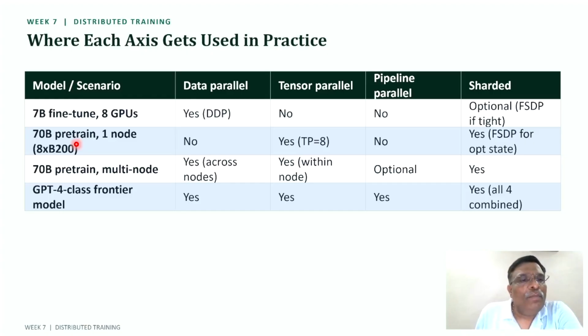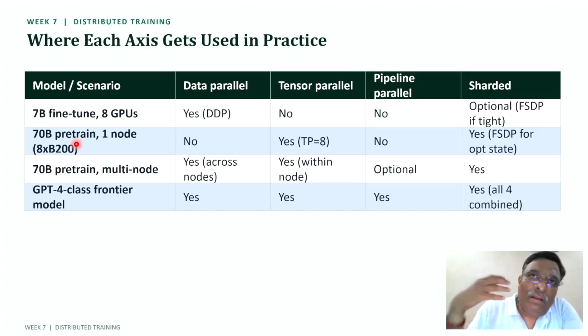Okay, so a GPT-4 class frontier model, the latest, the most complicated, the most advanced model. If you want to train that, yes, you can do everything actually. You can do data parallelism, tensor parallelism, pipeline parallelism, and sharding, right? So you can use all four combined together for achieving faster learning, faster training, so that the inferencing becomes faster.